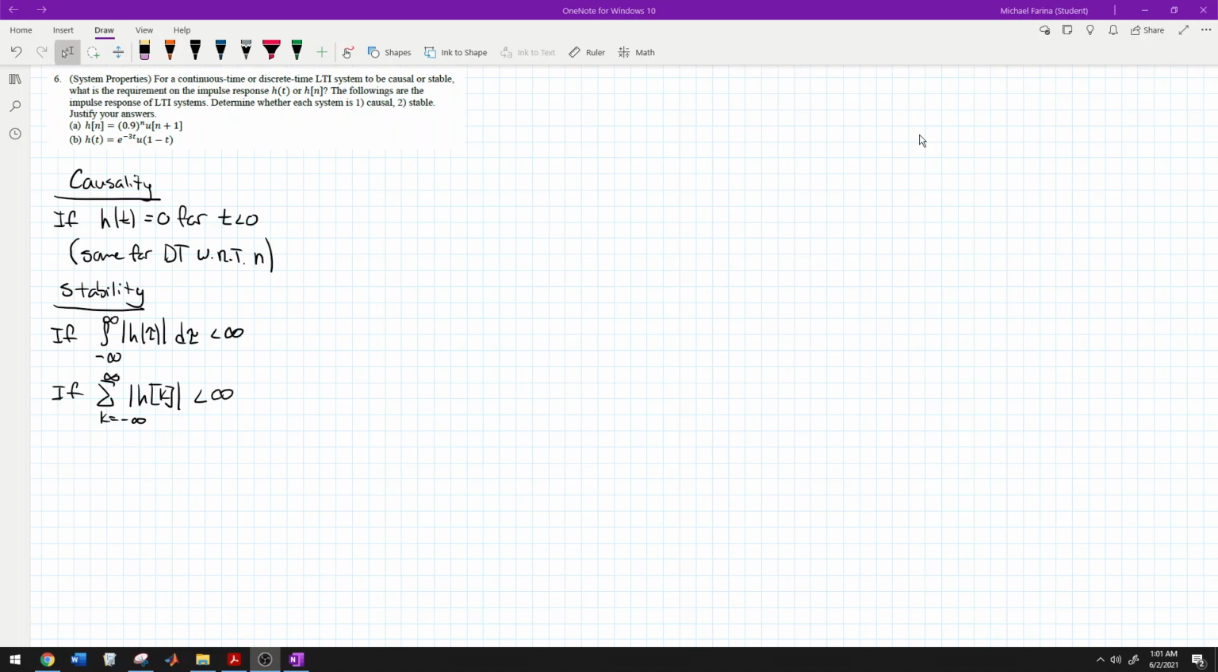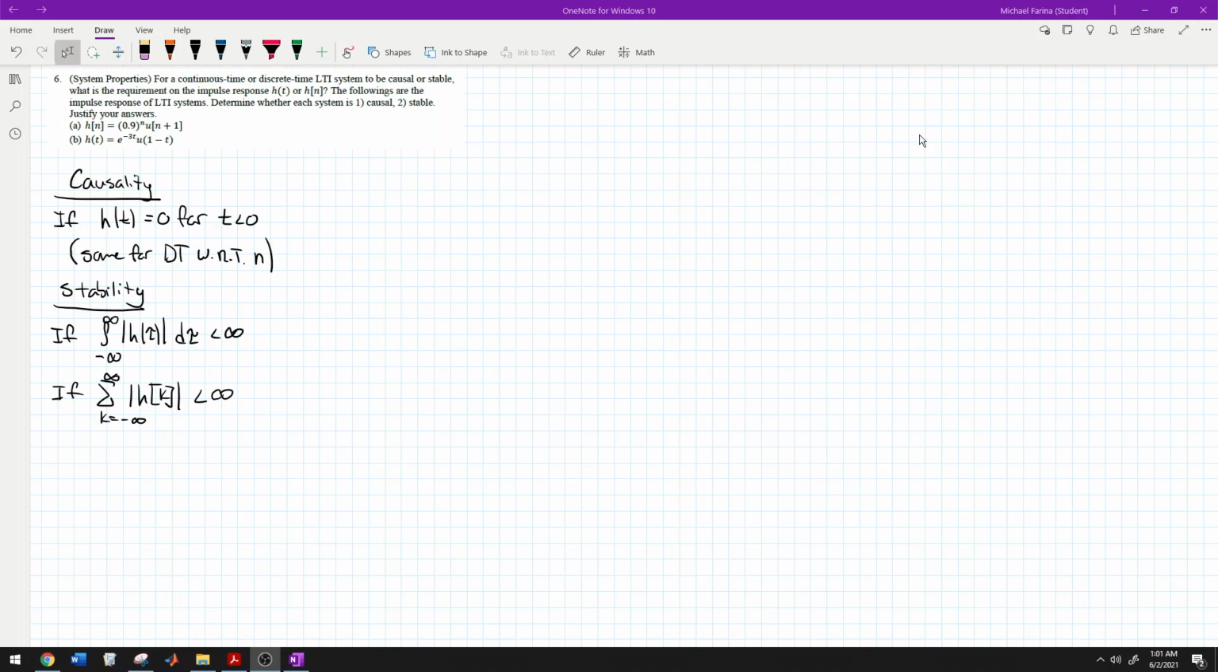The following are the impulse responses of LTI systems. Determine whether each system is one, causal, or two, stable, and then justify your answers. On the handout she gave, it listed the requirements for causality and stability.